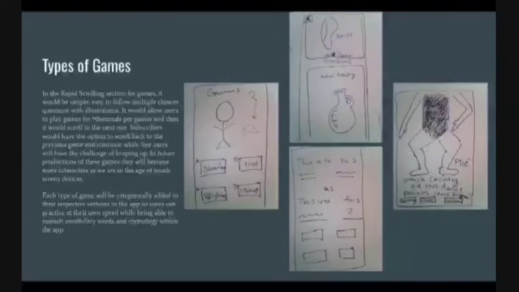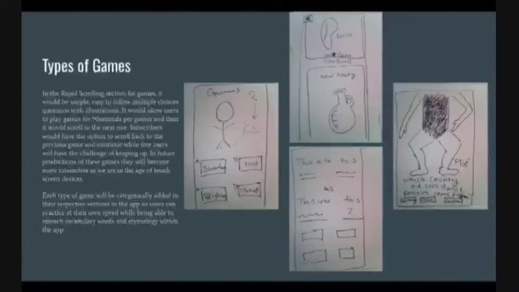Types of games. In the rapid scrolling section for games, it would be simple, easy to follow multiple choice questions with illustrations. It would allow users to play games for 90 seconds per game, and then it would scroll to the next one. Subscribers would have the option to scroll back to the previous game and continue, while free users will have the challenge of keeping up.